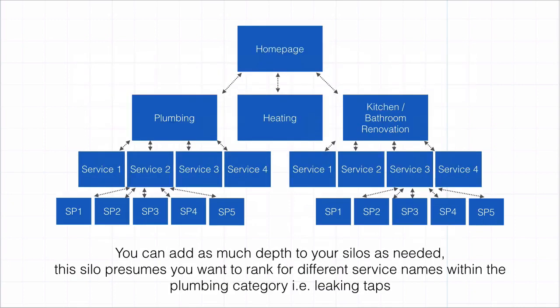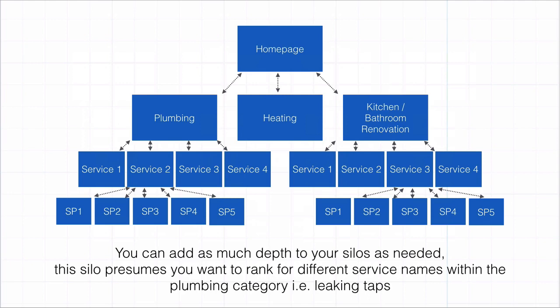Then from there, you can get really in depth if you want. You can add as much depth as you need really to your silos. So for example here, if you wanted to have the homepage, which was ranking also, then you have a plumbing page, a heating page, and a kitchen/bathroom renovation page. Then from there, you have different plumbing services that you want to rank for. So you could literally, off of each of these services, also have like 4 or 5 supporting pages. So I did it in the plumbing one from service 2, it has 5 supporting pages off of that. Then in the kitchen and bathroom ones, the service 3, I think, has like 5 supporting pages off of that.